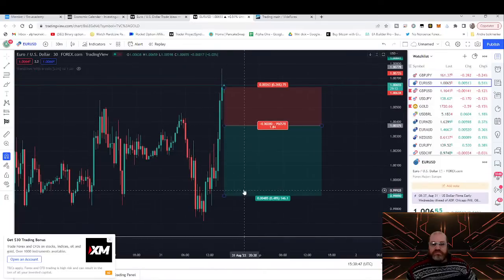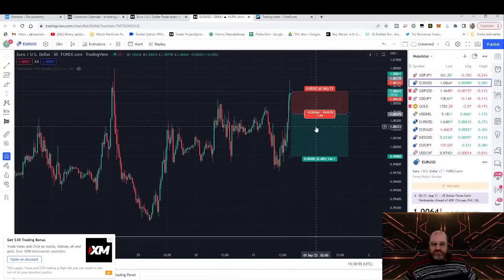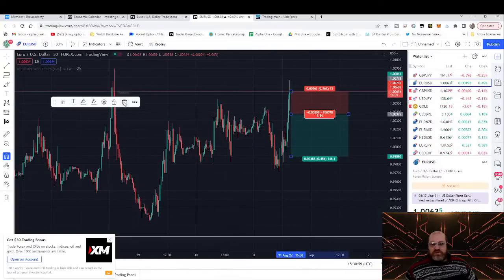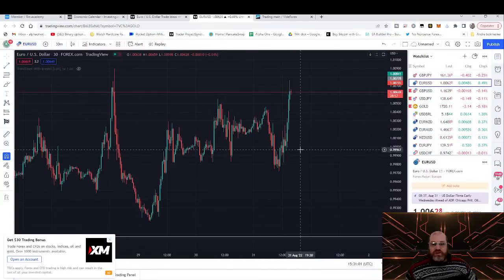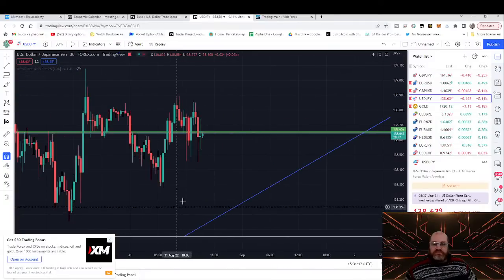Let's check here. So here, like we were talking about, we wanted to see a short trade. That did not happen. So I think here this will not be a trade. We wanted it to go downwards, but it did go up. So on the euro, we are down with that one also. No trades here. Let's now look into USD/JPY.